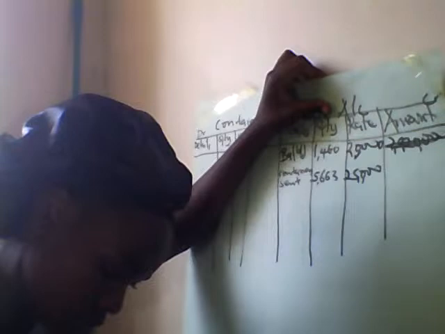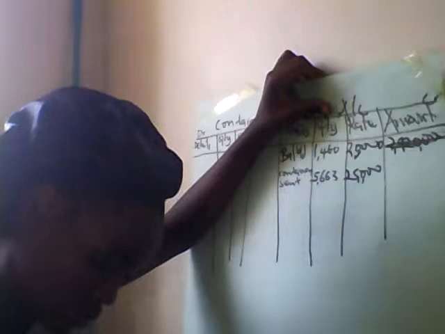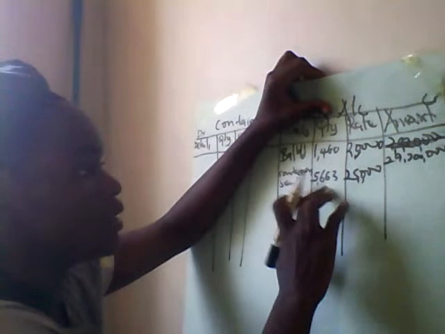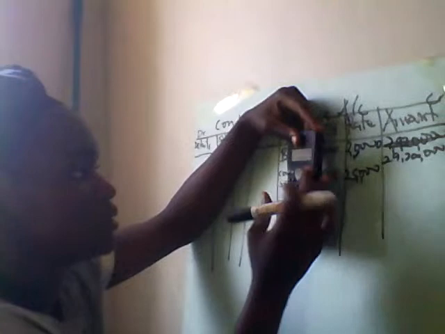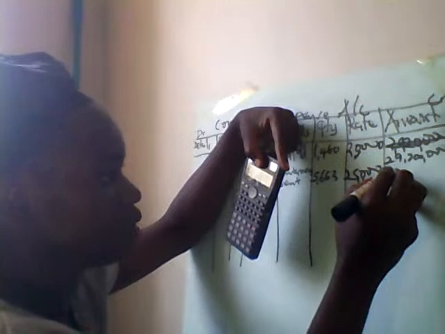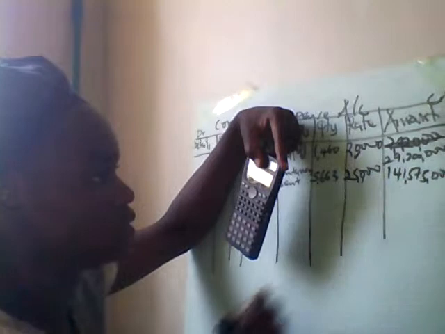20,000 times 1,460, which is 29,200, like that. So here for the containers charged out, this times this, which is 5,663 times 25,000. And this is 141,575, like that.